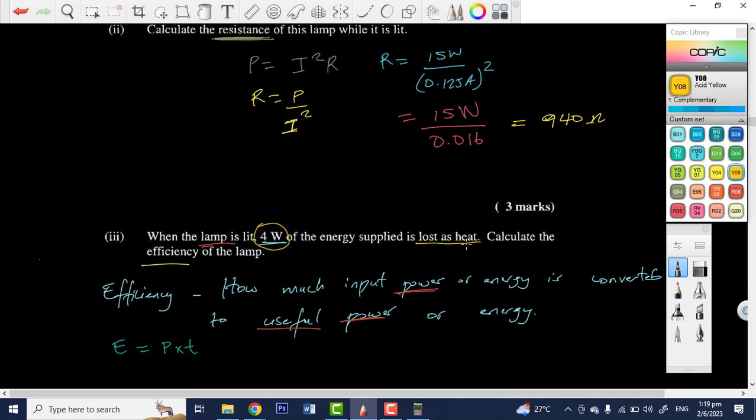Now what they're saying is that 4 watts of power is lost as heat. Again, the light bulb's responsibility is to take electrical energy and give you light, but because of the properties of the bulb, it's going to give you some heat as well. Remember, the watt is the unit of power, and power is how much energy is converted per second. So we have 4 joules of energy being lost as heat every second. That makes sense?